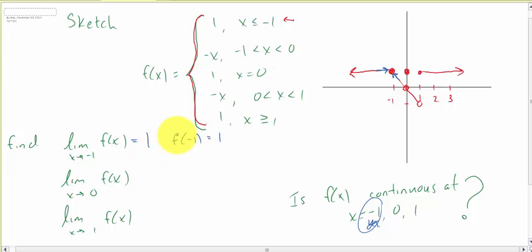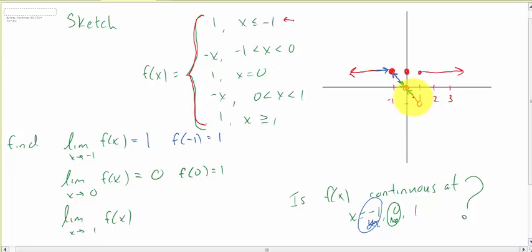X equals 0. So as we approach 0 from both directions, are we approaching the same place? Yeah. As x approaches 0, f of x approaches 0. What is f of 0? F of this value down here that we're approaching. Well, it's equal to 1. And these two values are not the same, so we're not continuous at x equals 0.